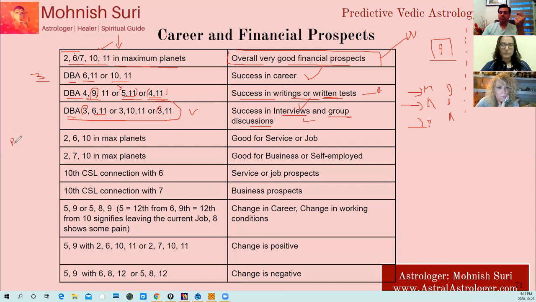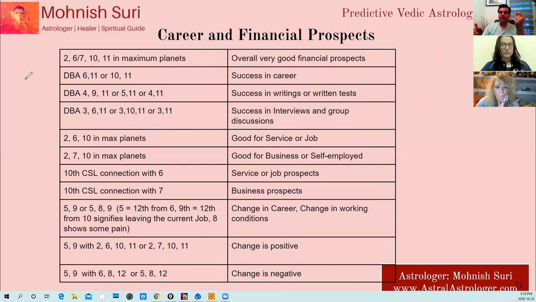Now people come and ask, most of the time, do I do a business or a job? This is a very common question which I find people ask, a job versus business. And I will show you how to see that. If all the major planets are showing 6 and 2 and 10, 6 is your service as a job and 10 is your career. So it is good for service and job. But if instead of 6, you see 7 in most of the planets, then it is good for business or self-employment. So the only difference between money coming from a job versus from business is that instead of 6, the 7 comes here.